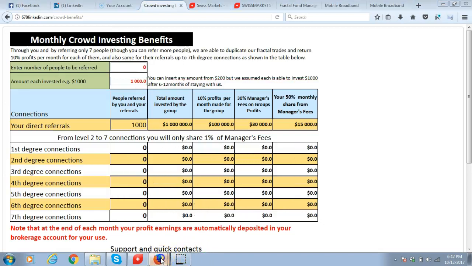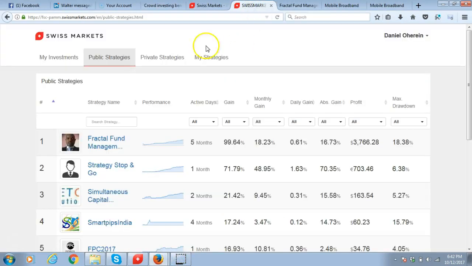So currently, as an IB, once your client you are bringing in comes in, they will obviously see the strategy themselves. Even now, your clients are already seeing the strategy. They see fractal fund management strategy is already on 99%. They also see simultaneous capital is stored on the line here. So they have the choice. Even now, they are members of simultaneous investment, they still have the choice to invest on fractal fund management.